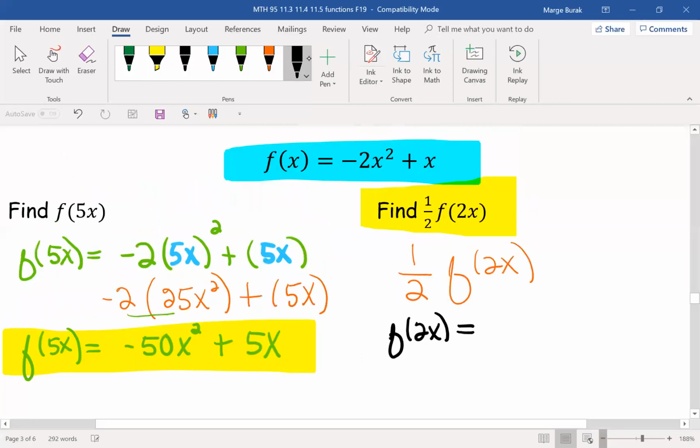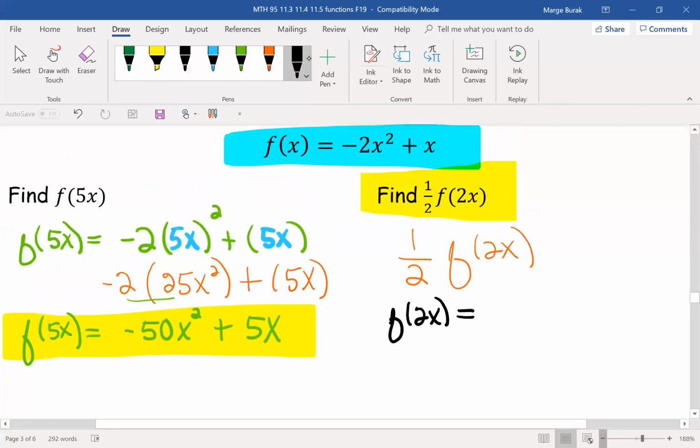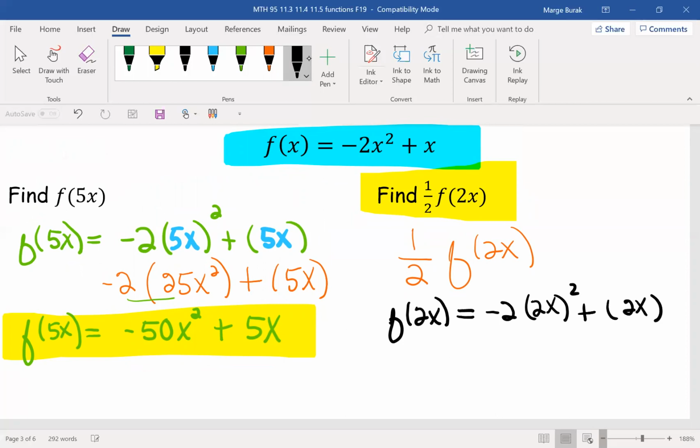So f of 2x is, remember, I stick it inside my function, negative 2x squared plus x. So I'm going to put my 2x inside. And then don't forget, I have to take 1/2 of this afterwards. But let's make this a little neater. So I'll do order of operations, negative 2 times 2x squared: 2 squared is 4, and x squared plus 2x. And then I'll just multiply these together. So I get negative 8x squared plus 2x. That's what f of 2x is.